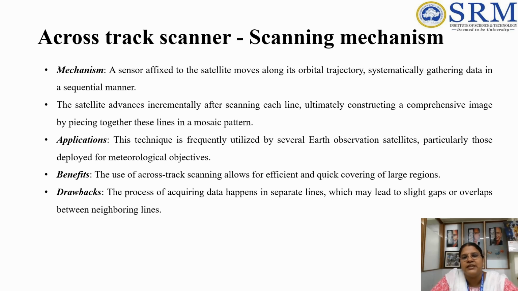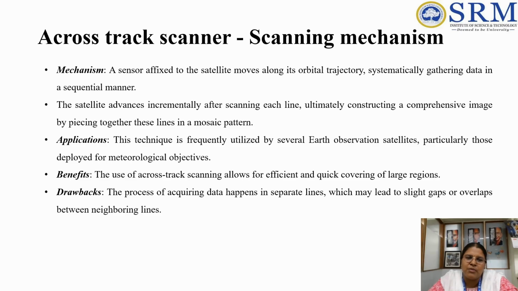So the satellite advances incrementally after scanning each line, ultimately constructing a comprehensive image by piecing together these lines in a mosaic pattern. So there may be some overlap between one track and the other track. The main application is Earth observation particularly, and meteorological objectives also. And the major use of this scanning is that it allows for efficient and quick covering of larger regions. When you are using this scanner on an airborne platform, it will be easier to cover larger areas in a shorter period of time.